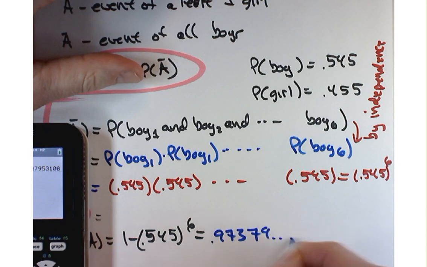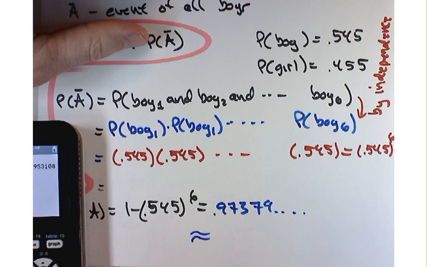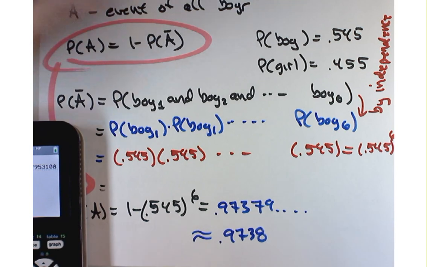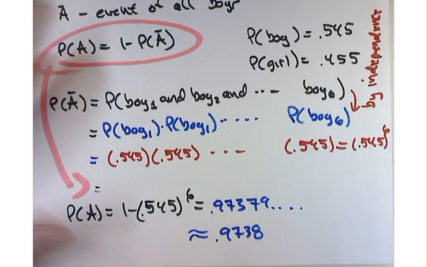0.97379, dot, dot, dot, dot. Have you seen this little squiggly sign like this? What does that mean? Approximately. 9738. So here, you would absolutely want to do the complementation rule. Calculating it directly would be 10 times the work.